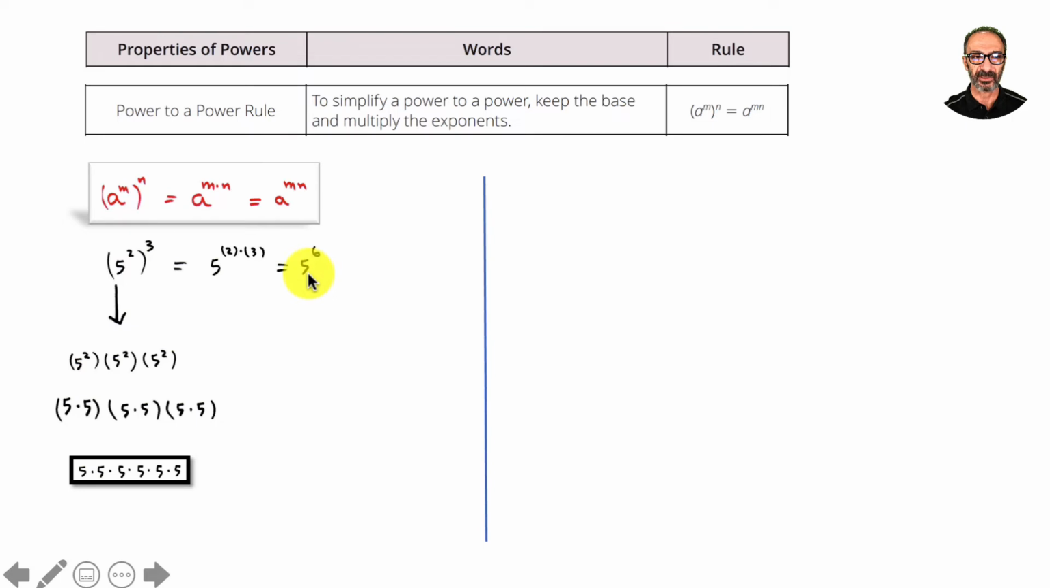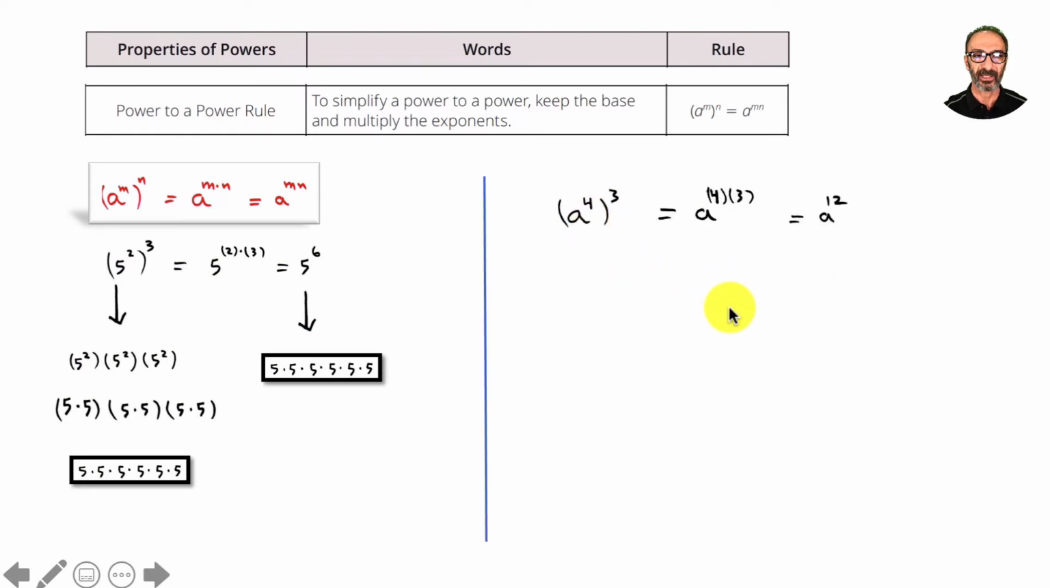Let's go to the right side. What is 5 to the 6? It's basically 5 multiplied by itself 6 times. So same answer. This is how the rule works, and this is how you should apply it. Let's try some examples. A to the 4th to the third, you multiply 4 times 3, and the answer is a to the power 12.